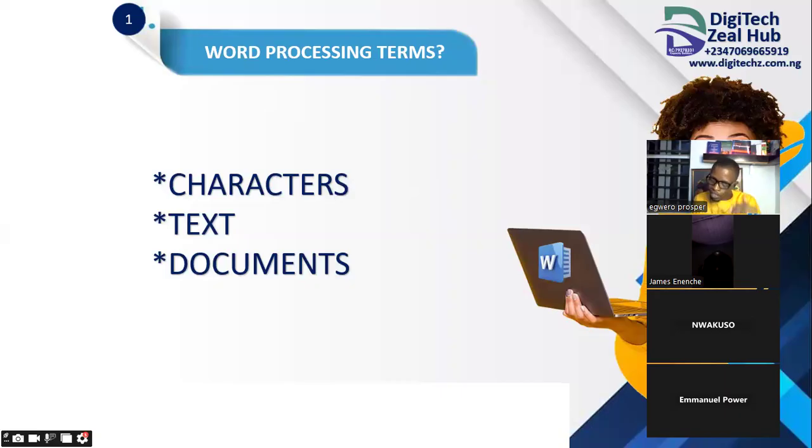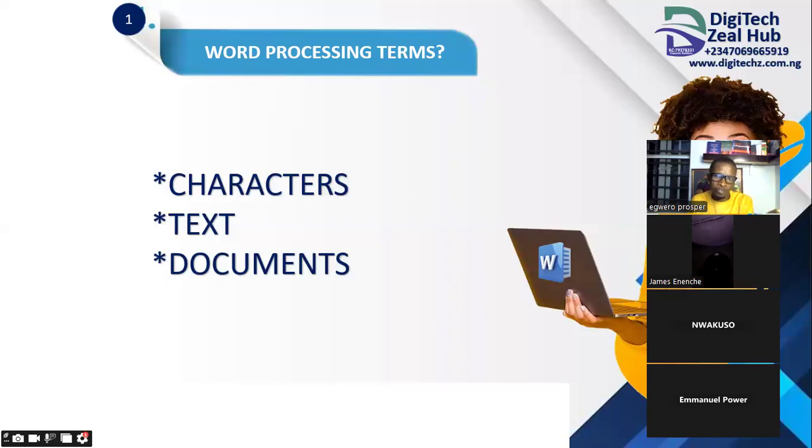So now, what is a document? Because we said Microsoft Word is used for creating documents, so you should know what a document is. A document is the collection of 2 or more words, texts, that forms a sentence. For example, "Welcome to Digitech Zeal Hub." That is not text anymore, because I can see a couple of texts there.